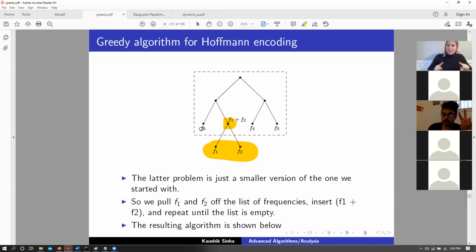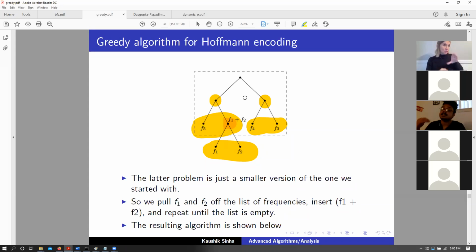And again picking another two set of lowest frequency nodes. So let's say F5 and F1 plus F2, combining them to get this, combining the next two lowest frequencies F4 and F3 to get this, and so on, right? So that is why we call it greedy, because it ensures the least frequent elements are at the bottom of the tree and thus have the longest codes.